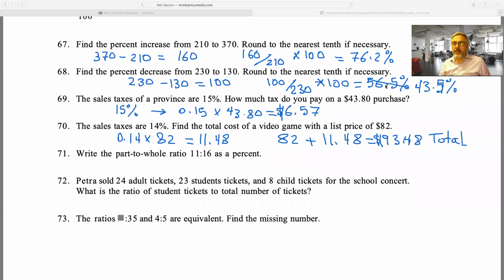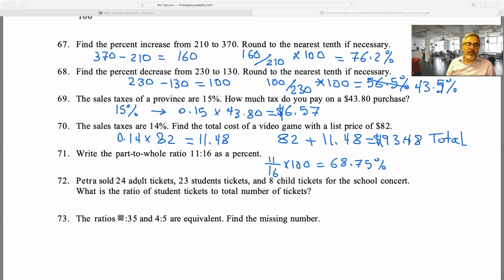So yes, again, just a correction for this, it's 43.5%. So write the part to whole number ratio 11 to 16 as a percent. That's simply just 11 divided by 16 times 100, which gives you 68.75%.